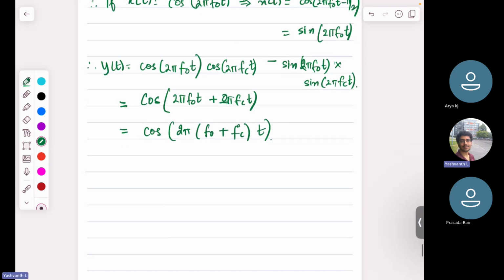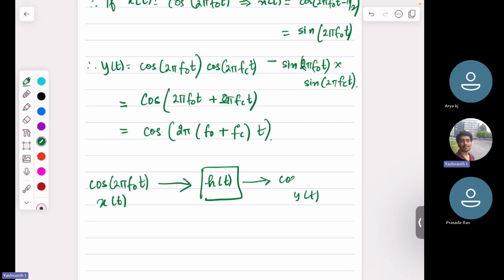Okay. So essentially what the system does is, if I take cos 2 pi f naught t, that is your x of t, the system h of t, the output y of t is nothing but cos 2 pi of f naught plus fc of t. Correct? That is, if the input frequency is f naught, the output frequency is f naught plus fc. That is, it up converts the frequency of your input signal. Is it okay? It basically adds some more frequency to your input signal.